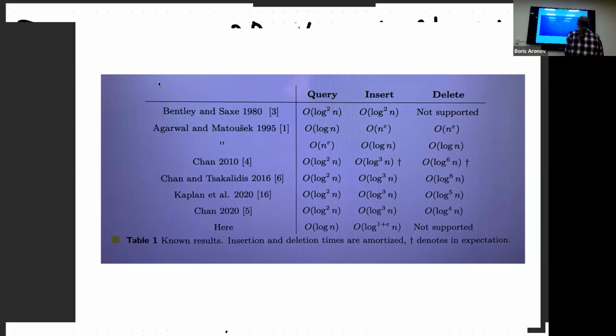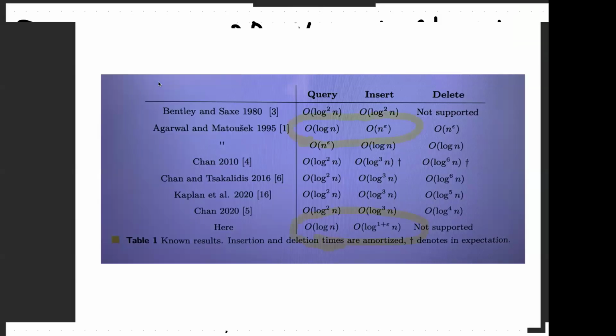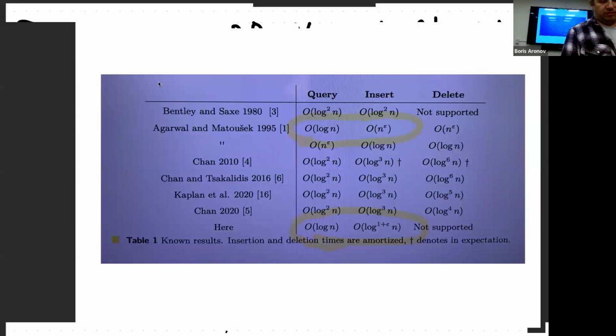You can see previously, the best known thing with single log for query had insertion time of n to the epsilon. So getting from n to the epsilon down to log is good. And there is no lower bound that says you can't get log everywhere. No reason why you can't get log everywhere.